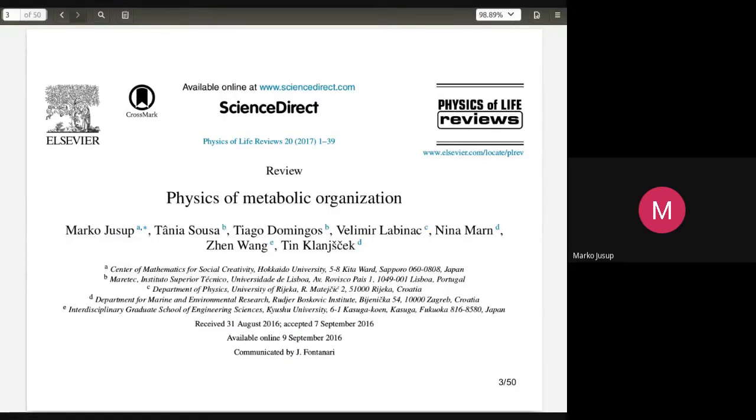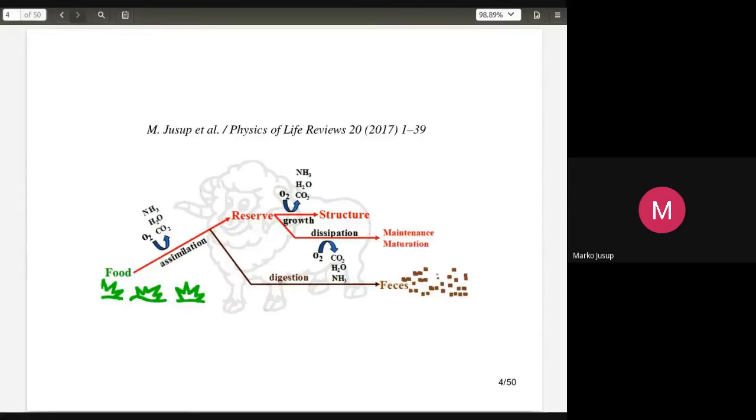So as I said, the main thing that I do is not really sugar metabolism or any specific type of metabolism, but more the approach that I take is more general, and it's summarized in the title of a review paper that we published, now already 3 years ago, Physics of Metabolic Organization. Basically, it's an approach where we look at organisms in a way that is illustrated in this figure.